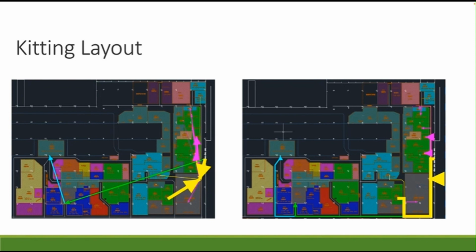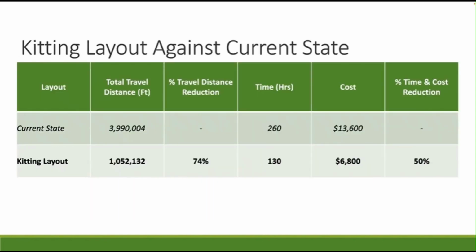In this recommendation, we also moved the shipping docks from the far west shipping dock all the way over to the east shipping dock. One of the big advantages of this layout was that it tightened up the workflow for where all those parts are moving to the east weld line, and also created that redundancy in the twin bore operations. Overall, this layout reduced the travel distance by 74% and reduced the cost by 50% compared to the current state.